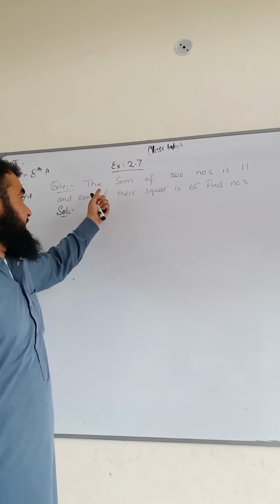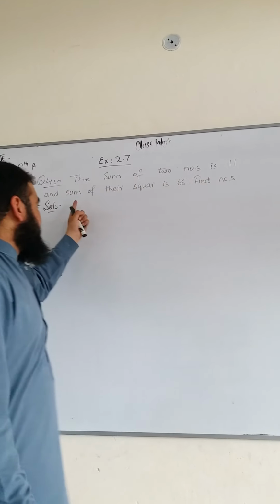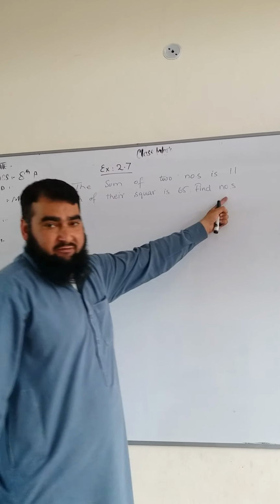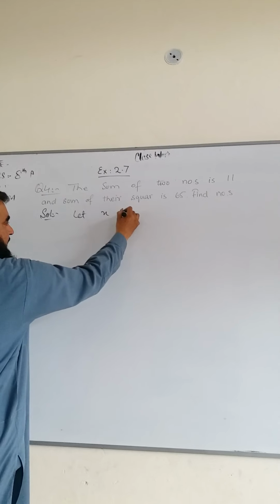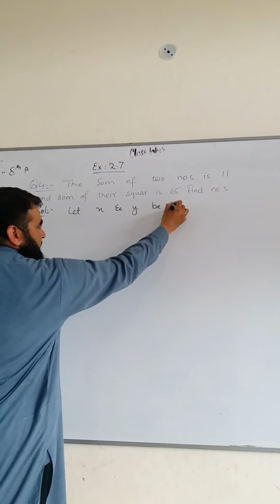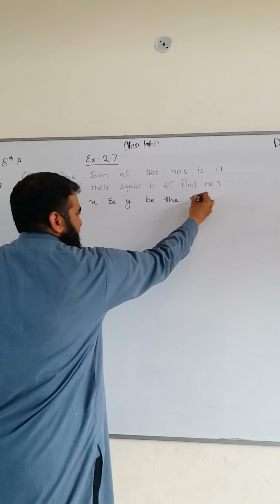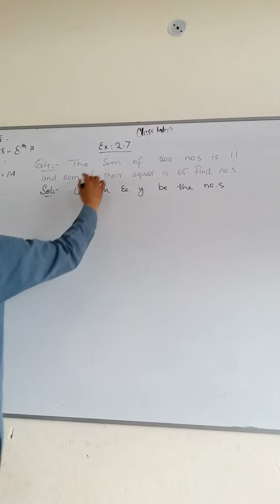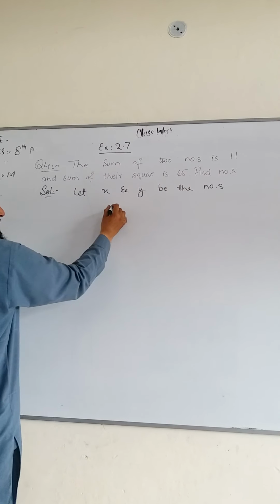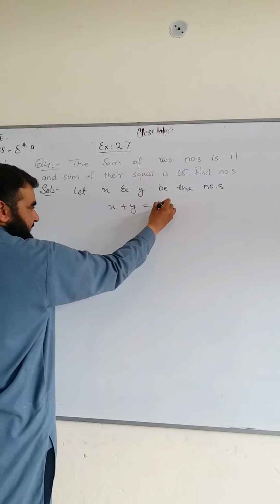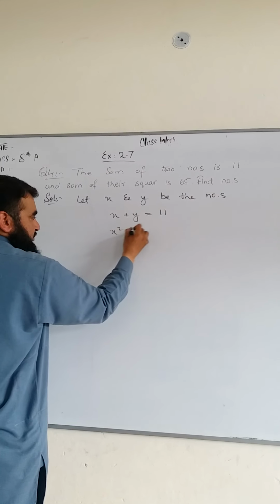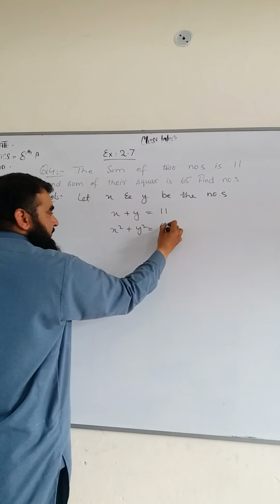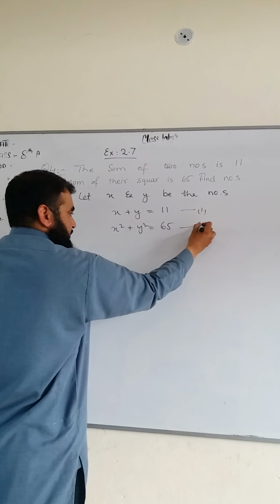We are given the condition: the sum of two numbers is 11 and the sum of their squares is 65. Find the numbers. So we will take x and y as the numbers. According to the condition, the sum of the two numbers is 11, so x plus y is equal to 11. And the sum of their squares is 65, so x square plus y square is equal to 65. This is equation 1. This is equation 2.